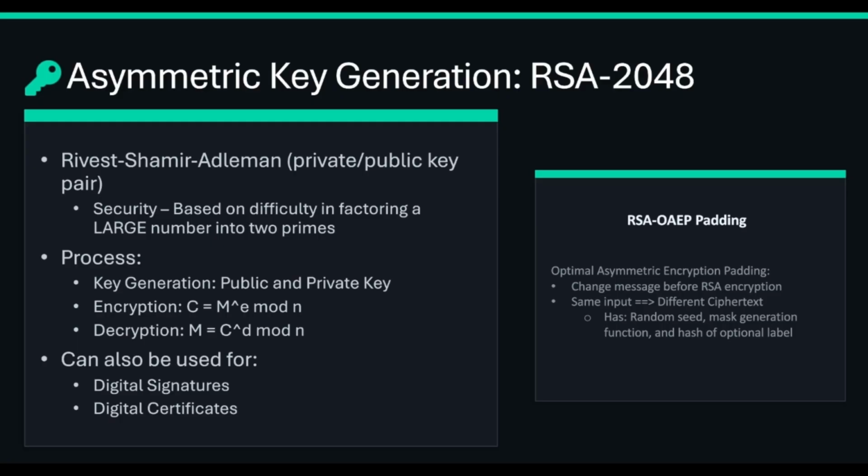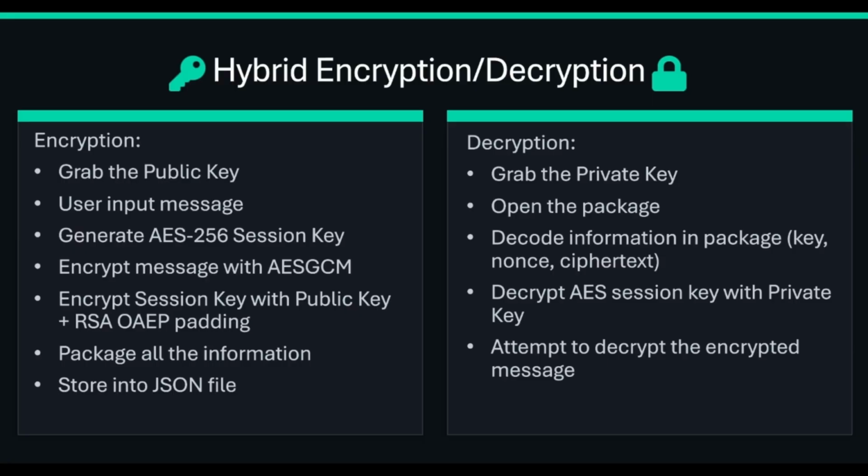We use RSA OAEP padding, which is the optimal asymmetric encryption padding. It helps change the message before RSA encryption, and that results in the same input having a different ciphertext. It has the random seed, mask generation function, and the hash of an optional label. So we use hybrid encryption and decryption.